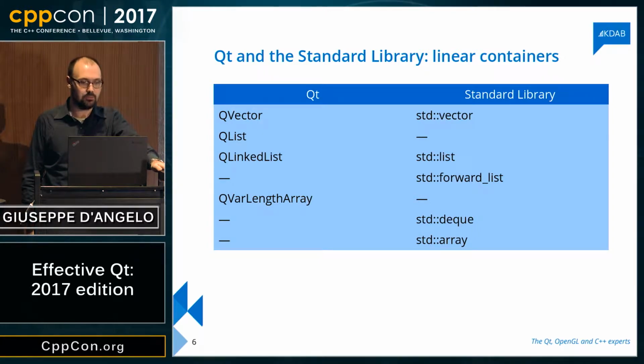Then the standard library, as I said, has many more. There's deque, std::array. It's got all the adapters, such as queue, stack, priority_queue. Those don't exist in Qt.